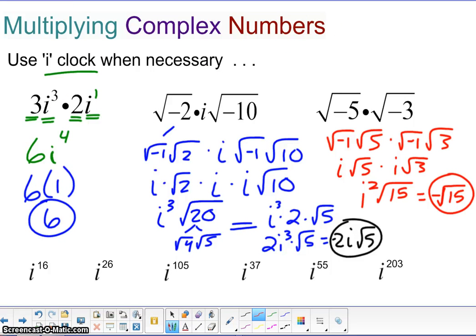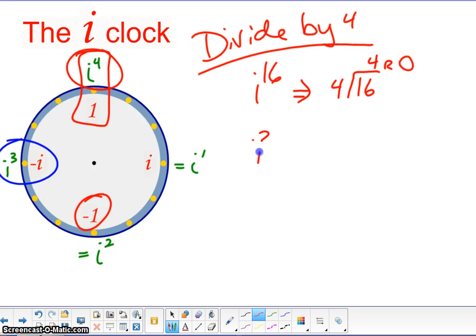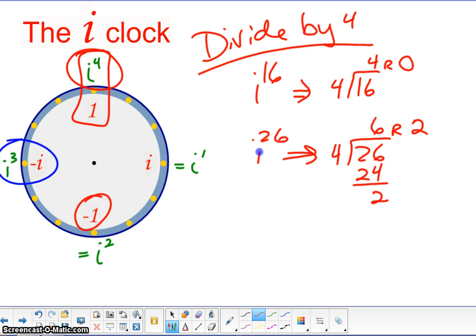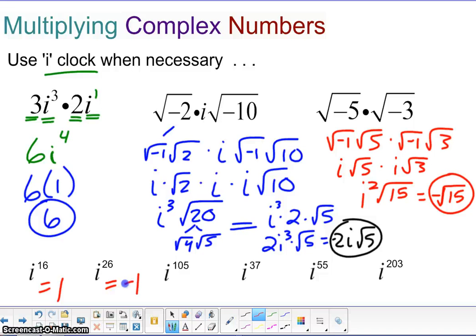Okay, now let's write that in. So this is just 1. Now for the next one, i to the 26th, we take 26 and divide 4 into it. We all know that 4 times 6 will give you 24, and you have a remainder of 2. Anything with a remainder of 2 is the same as on the clock where you have i to the 2, which is negative 1. So i to the 26 is the same thing as saying negative 1. Let's write that in here.